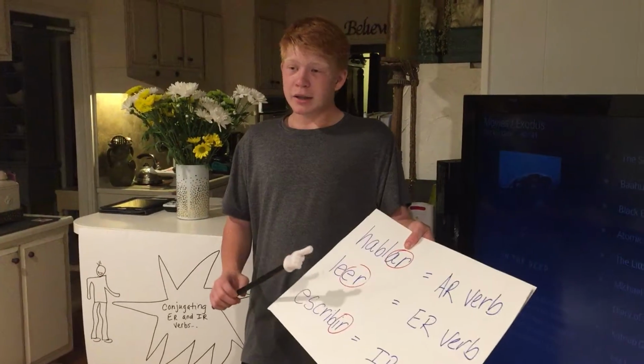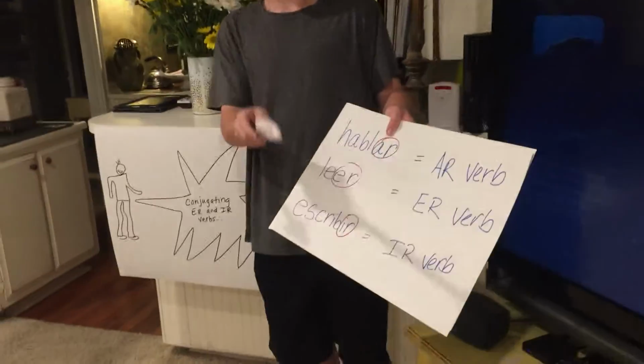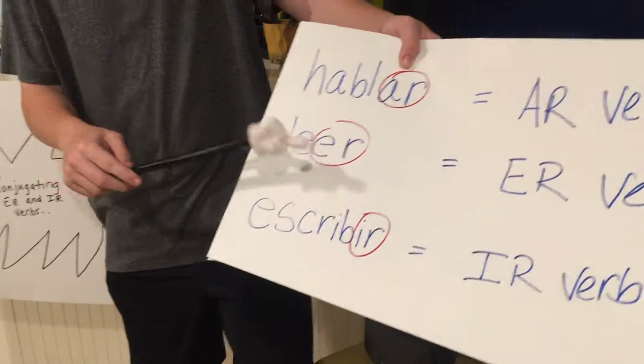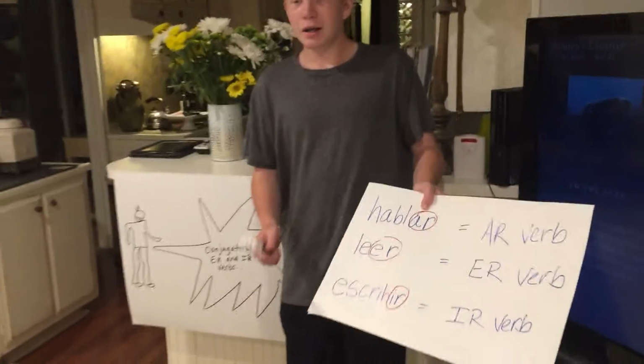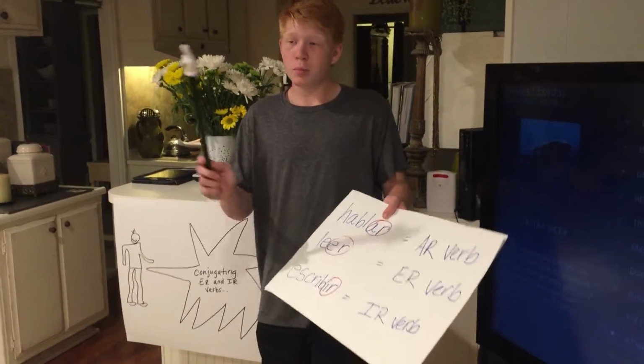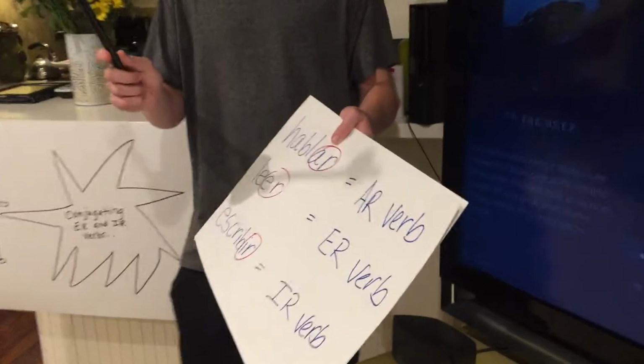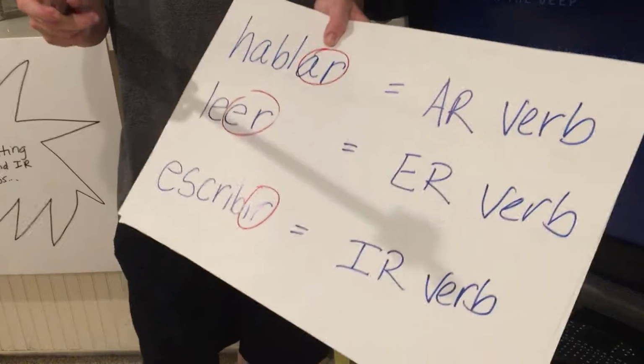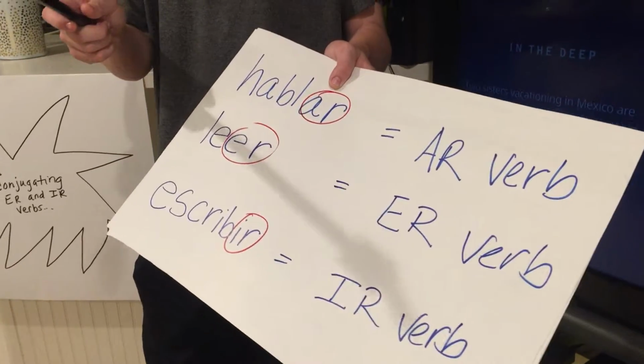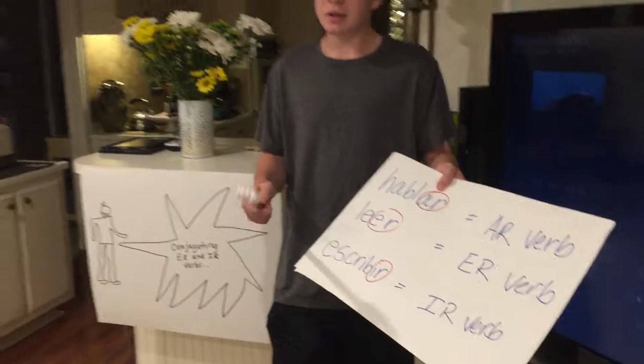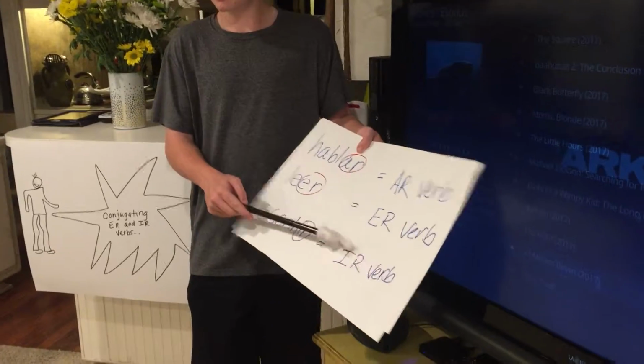Comer ends in ER, so it tells you that it is an ER verb and you can only attach the ER endings. Escribir ends in IR, which tells you that it is an IR verb, and it can only attach the endings to the IR verb.